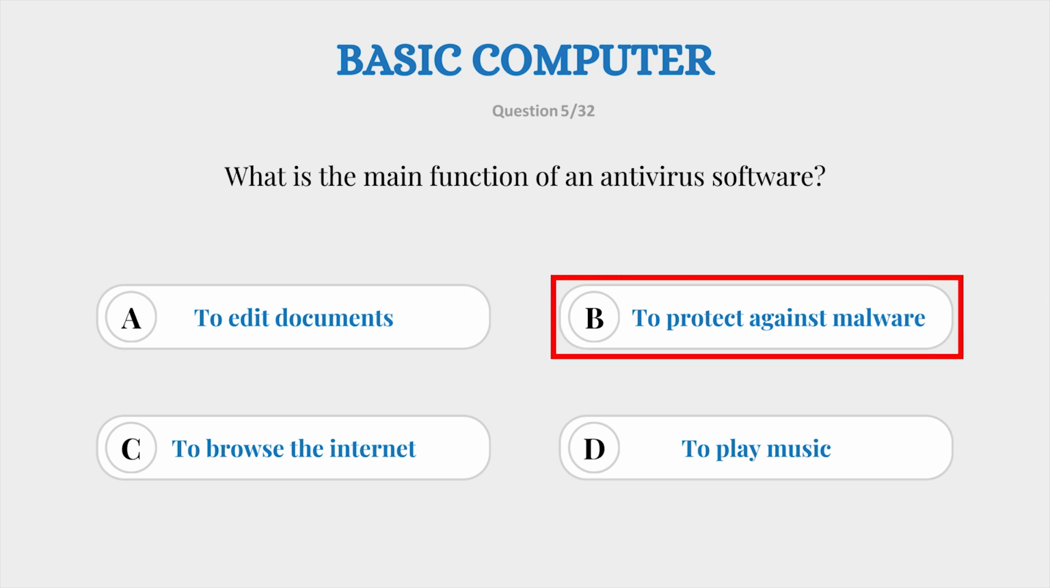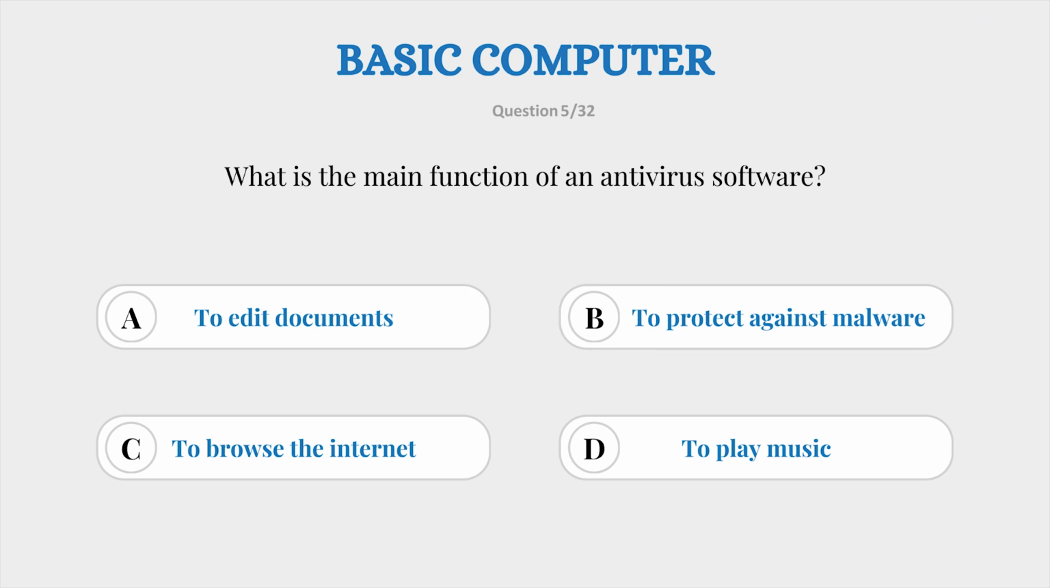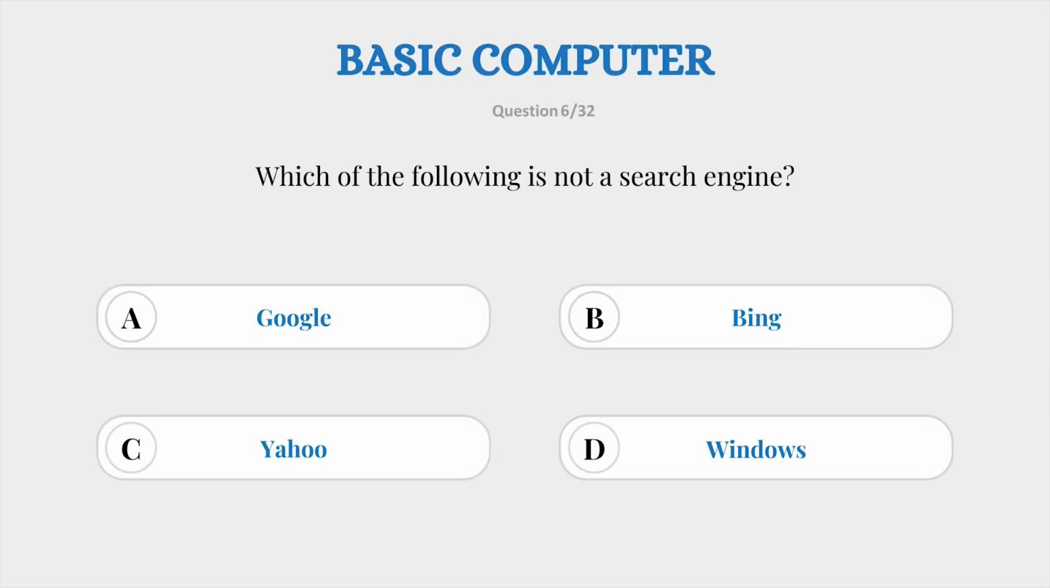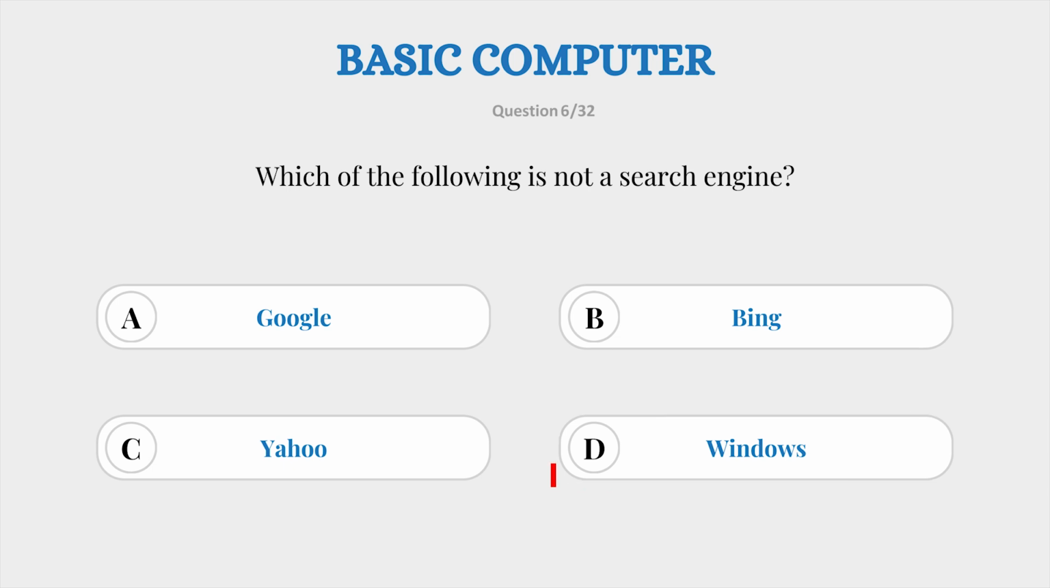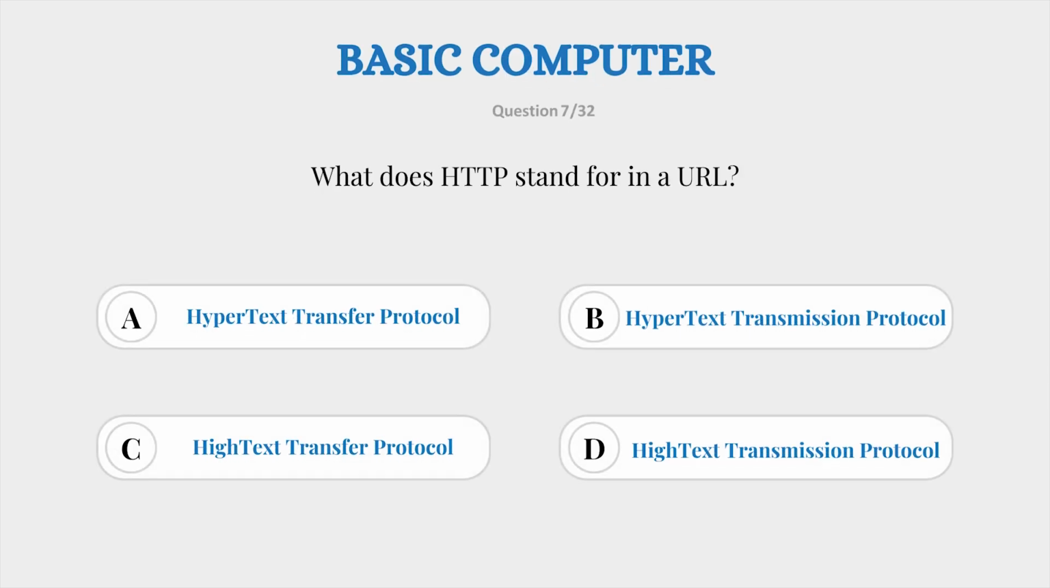The right answer is B. To protect against malware. Next question. Which of the following is not a search engine? The right answer is D. Windows. Next question. What does HTTP stand for in a URL?